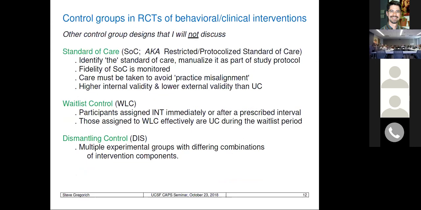Here are some other control group designs. Standard of care is basically protocolized standard of care, so it's like enforcing a certain standard instead of usual care, which could be variable. Waitlist control is sometimes used in communities where it's unacceptable to the community to just have a usual care kind of condition. So you're offering something to everyone, and that sometimes helps. And then there's dismantling controls where you have multiple experimental conditions with different numbers and combinations of active ingredients in each of those.